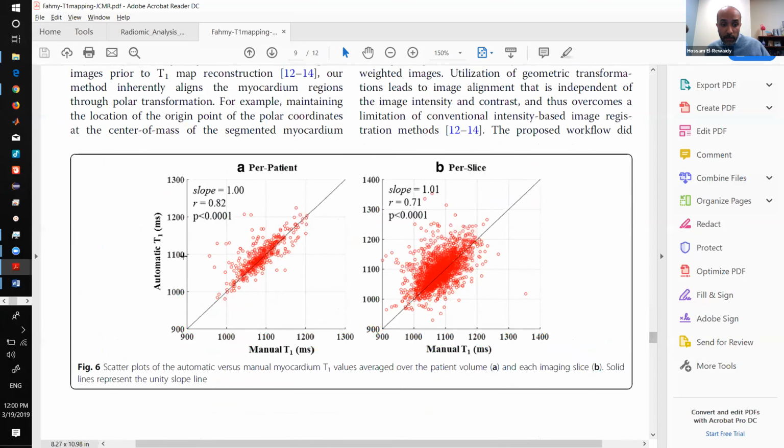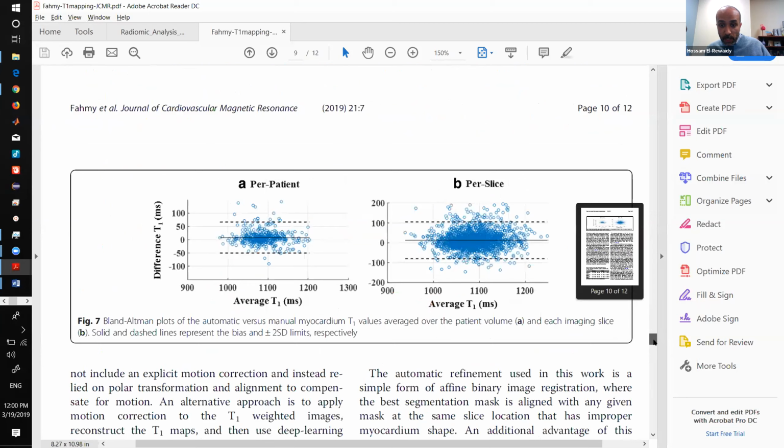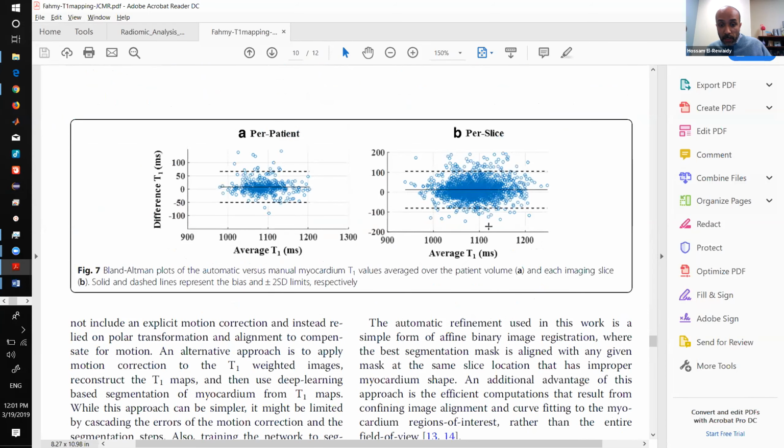And this is a plot of the automatic T1 mapping values per patient and the manual analysis. And this is in the per-slice analysis. We have correlation coefficients of 0.8 and 0.7. And this is the Bland-Altman plot for these results.